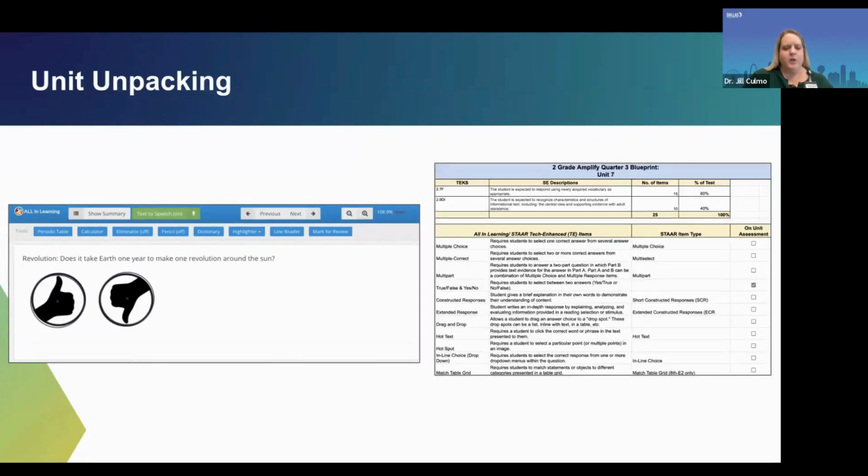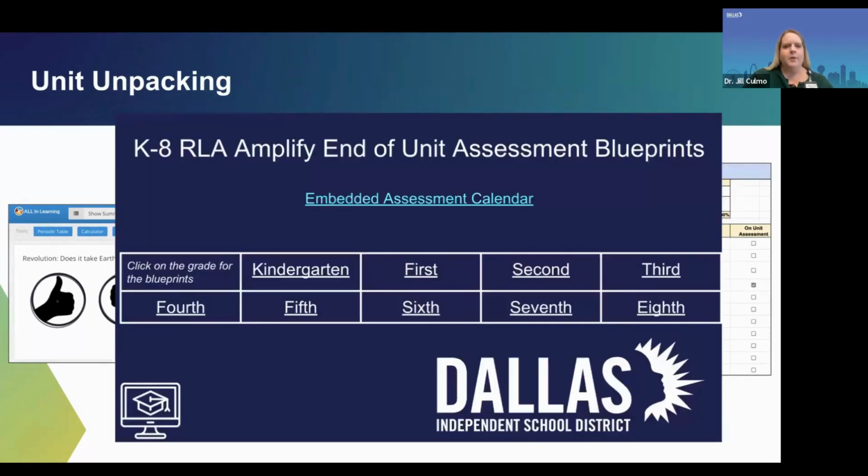Another resource to consult while unpacking is the assessment blueprint. This document details the TEKS that are on the assessment, whether it's a readiness or supporting standard, and the number of times it appears on the assessment. Finally, at the bottom, we can see the item types represented on the assessment for each of the listed TEKS. All of the RLA blueprints can be accessed in one location.